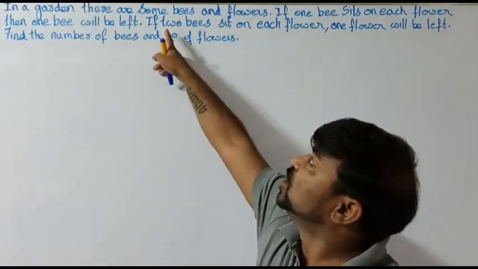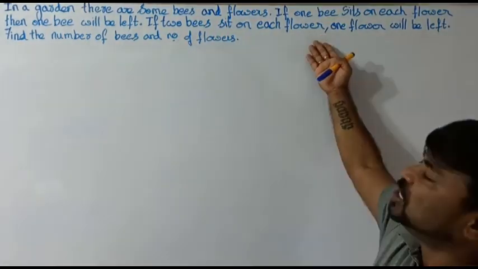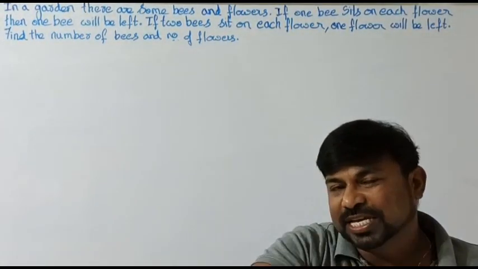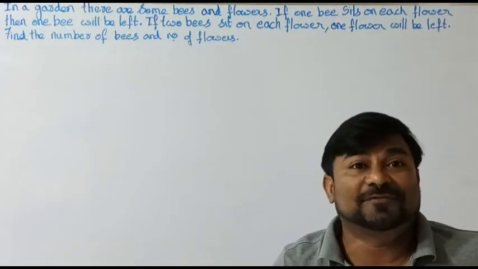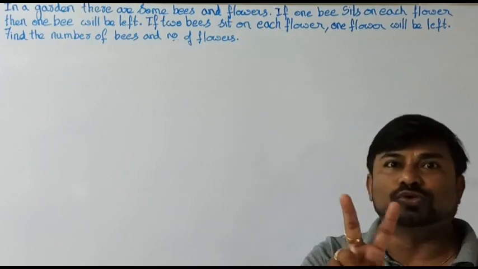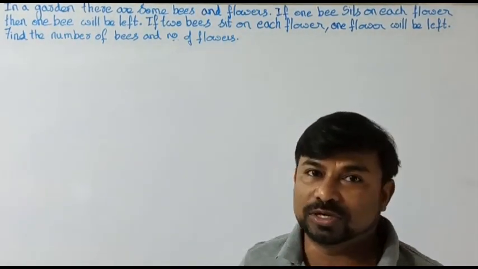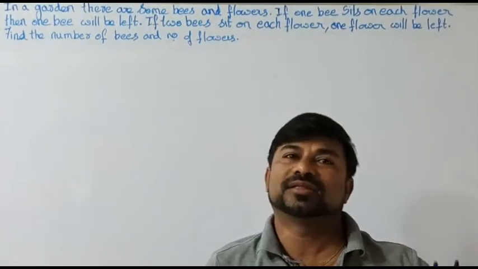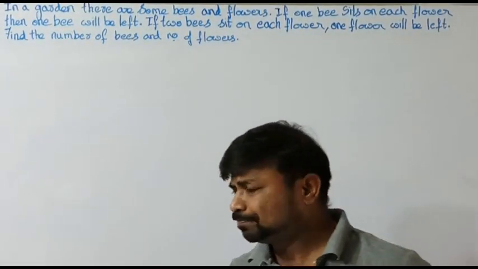And the second one: if two bees are sitting on each flower, then one flower is left over. So no one is sitting on that. Now here he has given two relations, and I will let you know how to set the equations. So he asks, how many flowers are there and how many bees are there?